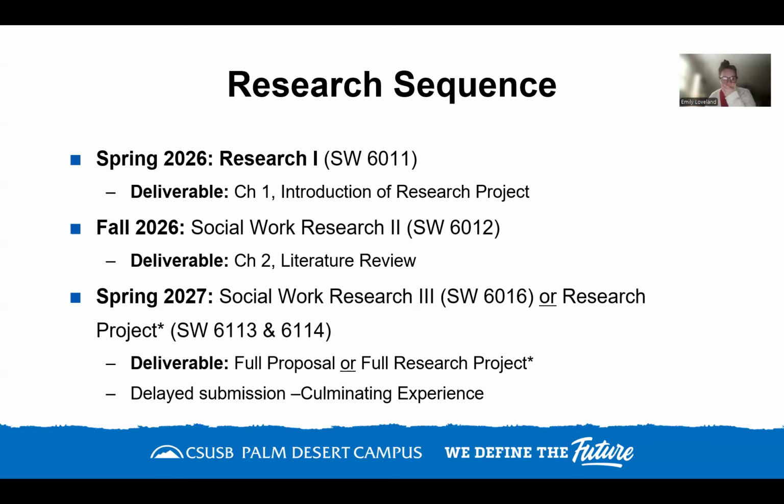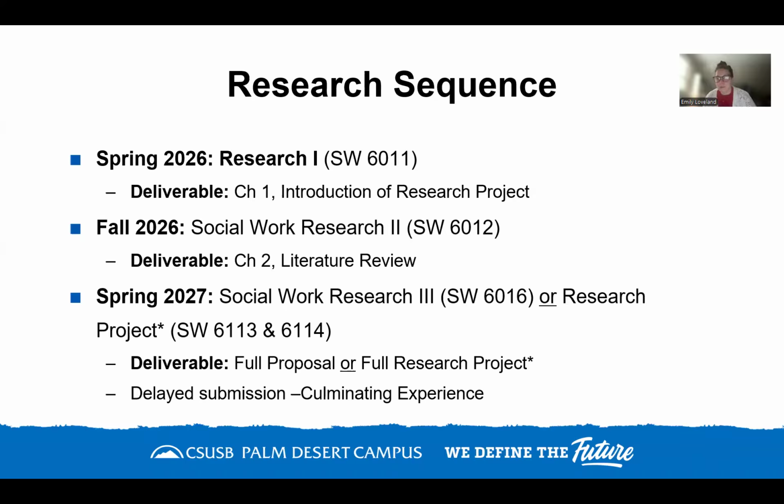I will say most people go the proposal route, just to give you an idea before I dive into this. So it's spring 2026. We're in Social Work 6011, Research 1, and out of the end of this is going to be our introduction chapter, chapter one. It is one paper that you will write this semester that outlines a problem that you would like to research, the purpose of conducting this research in social work, as well as the significance of the study to social work research or to social work practice.